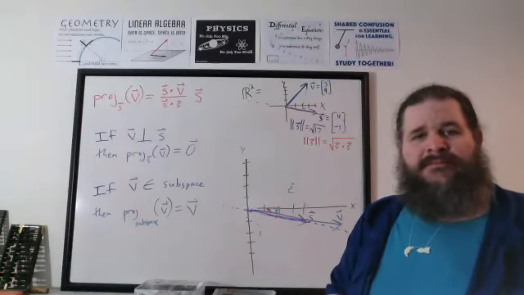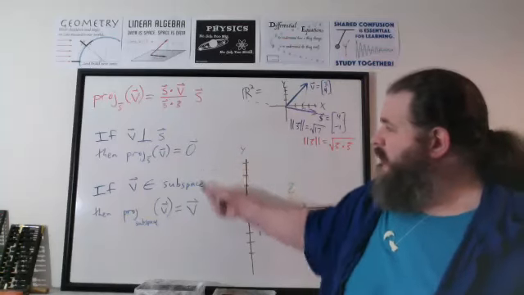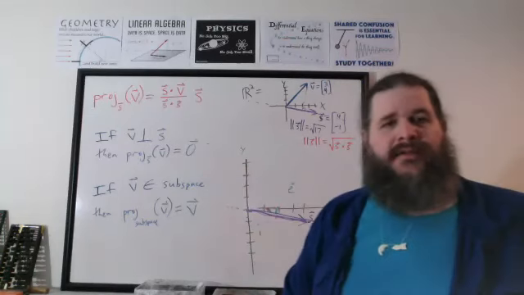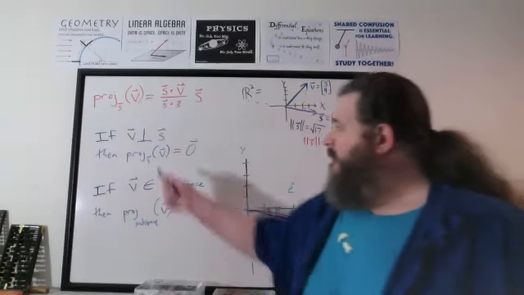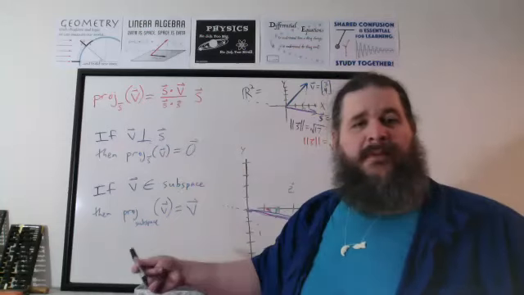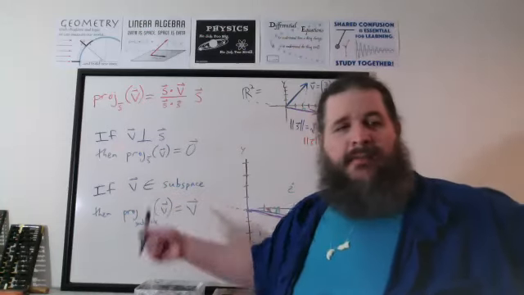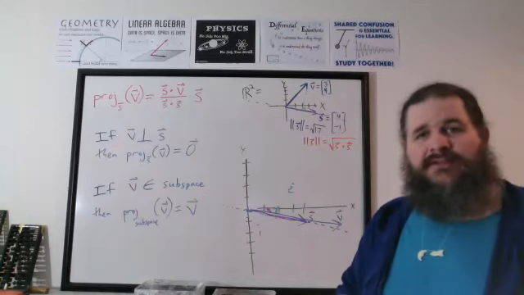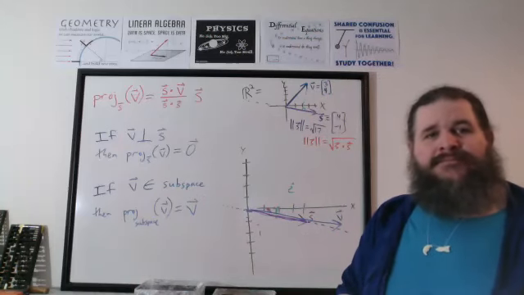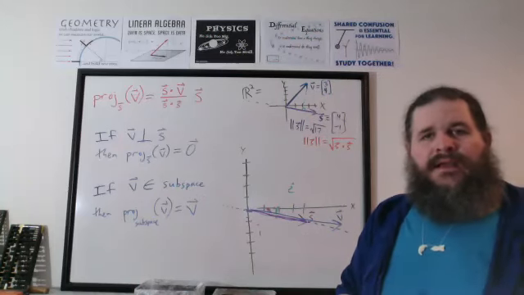So these, I think, are probably two of the most important properties of a projection. That the projection of a vector perpendicular to the subspace is always going to be the zero vector. The projection of a vector that's already a member of the subspace will be just the original vector itself. Any other questions on that?